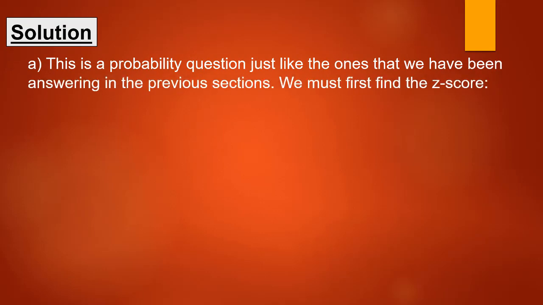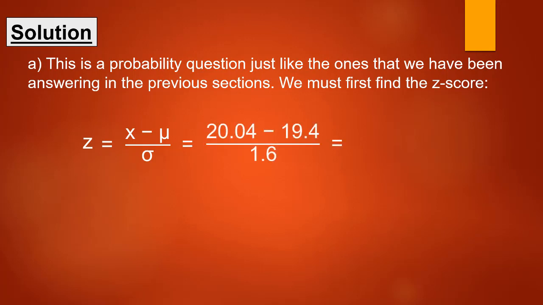We have to find the z-score. Remember that our x value here is 20.04. So z is x minus mu over sigma. Notice no notational switches here, because this is not about the central limit theorem. This is just about one baby. So it's the regular x minus mu over sigma. The x was 20.04, the mu was 19.4, the sigma was 1.6. So 20.04 minus 19.4 divided by 1.6. Well, that's going to be 0.64 divided by 1.6, which is 0.40. So then this is the z-score.